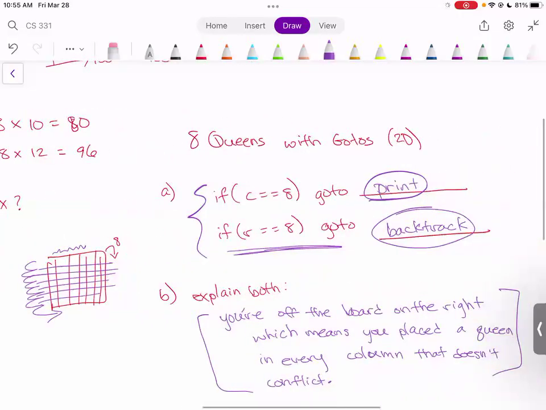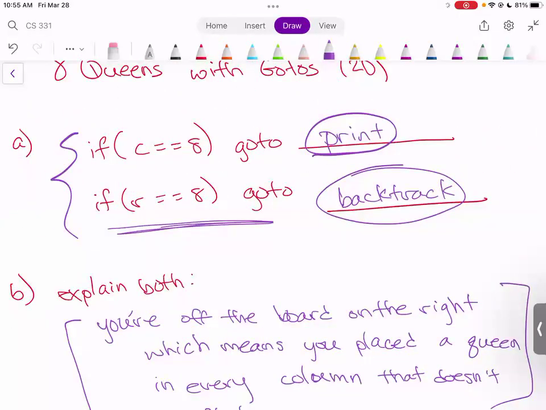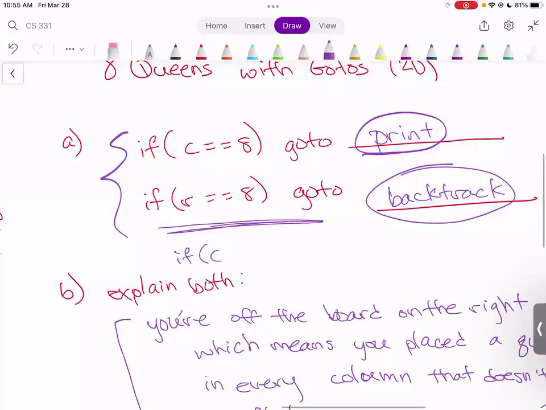Almost like this. Like, if C equals 8, go to print. Why am I going to print? Or he might say, if C equals -1, what happens? And you say, return 0. Because this means you weren't able to find another solution, right? You kept backtracking and now you're off the board on the left, which means that you have no more solutions to print, so you just return 0.